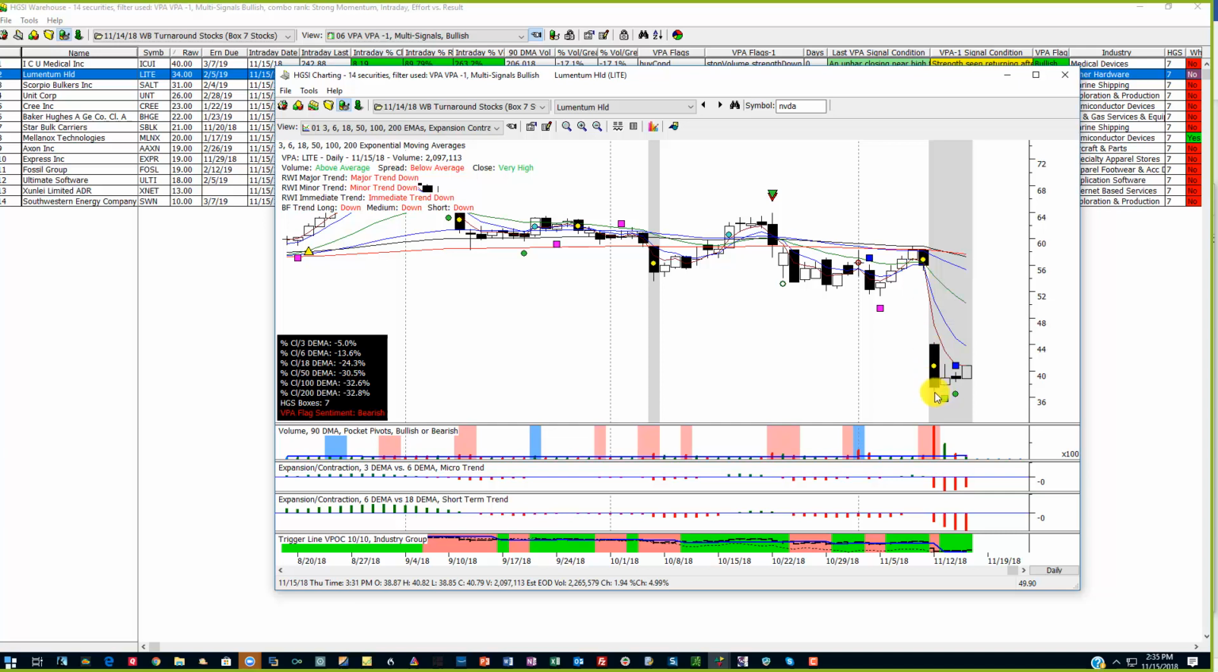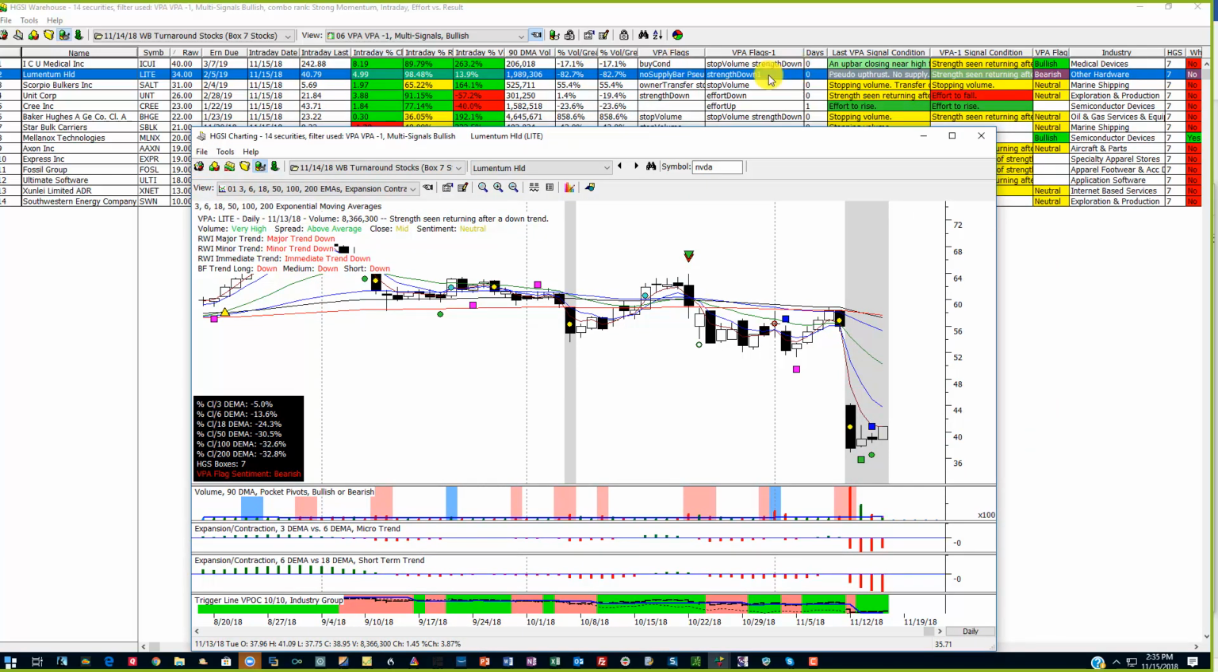Anyway, very similar situation here. Gap down. It stopped right here. What do we have here? Strength seen returning after a downtrend. Let's look up here at the fields. This would be 2 days ago. This is today. Forget today. I'm looking at the history here. Strength down means that we're seeing some strength coming back into a stock that's been in a downtrend. And then yesterday was no supply.